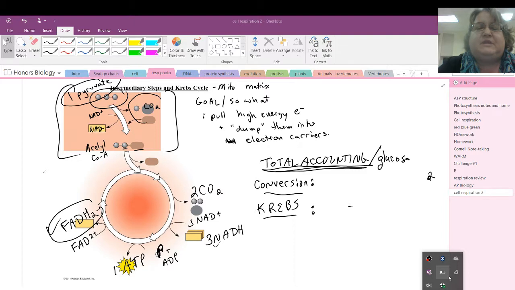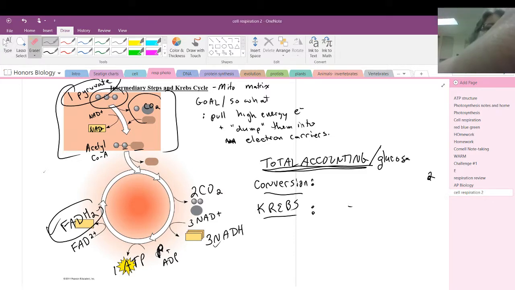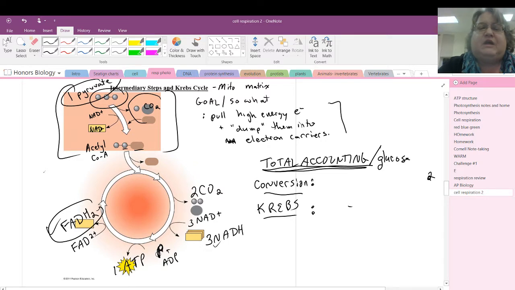And one of the things that I mentioned is that the goal of the Krebs cycle is to really get these high energy electrons. Now remember, I'm going to show you the simplified version of this, and then I'll show you what the actual molecules look like. But I do want you to remember, you don't need to know the actual molecules. So the so what of this? Why do we care about the Krebs cycle?